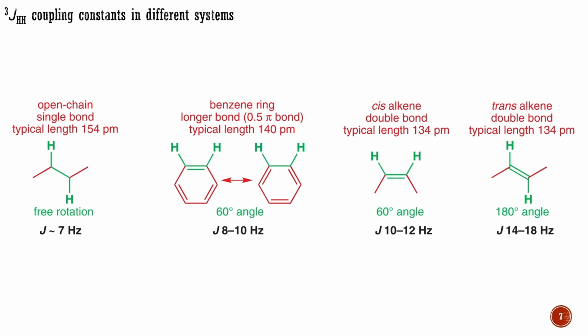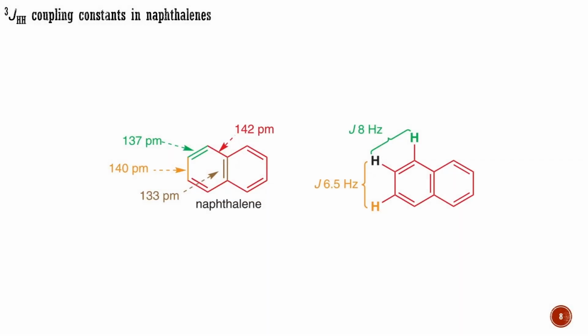Coupling constants in benzene rings are slightly less than those across cis alkenes because the bond is slightly longer. The bond order in benzene is 1.5 rather than 2. In naphthalenes, there are unequal bond lengths around the 2 rings. The bond between the 2 rings is the shortest, and the lengths of the others are shown on the left. Accordingly, the coupling across the shorter bond is significantly stronger than the coupling across the longer bond.